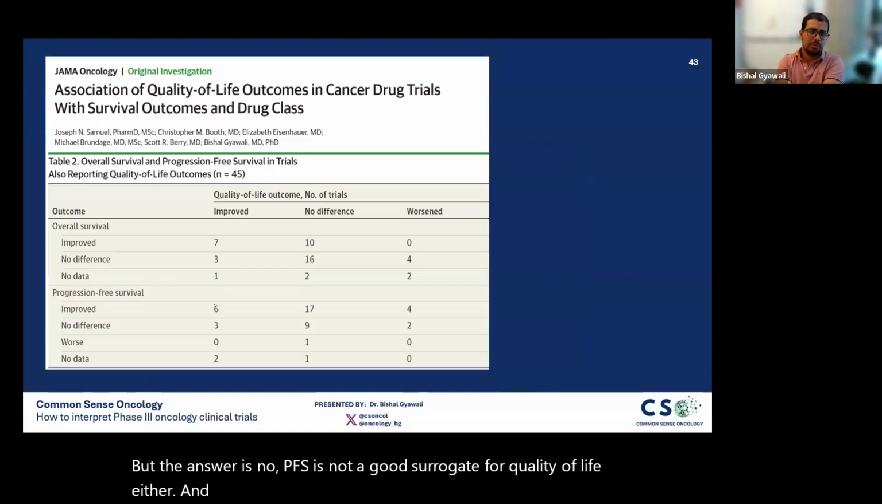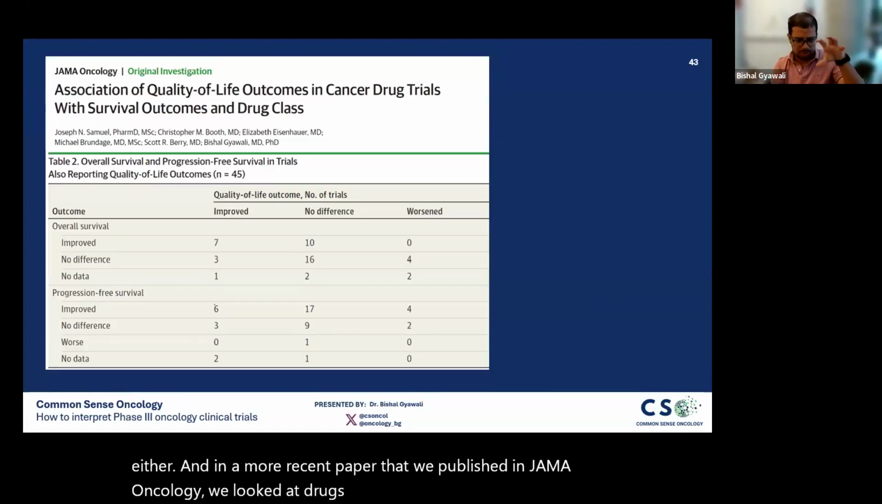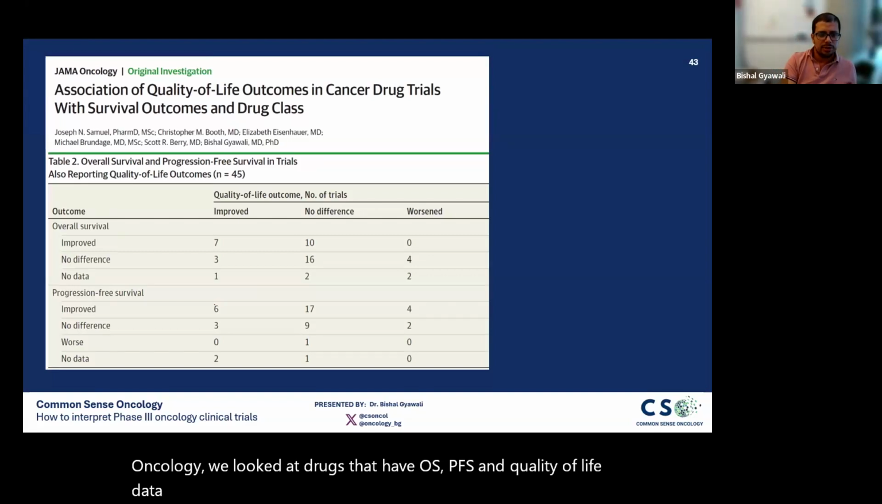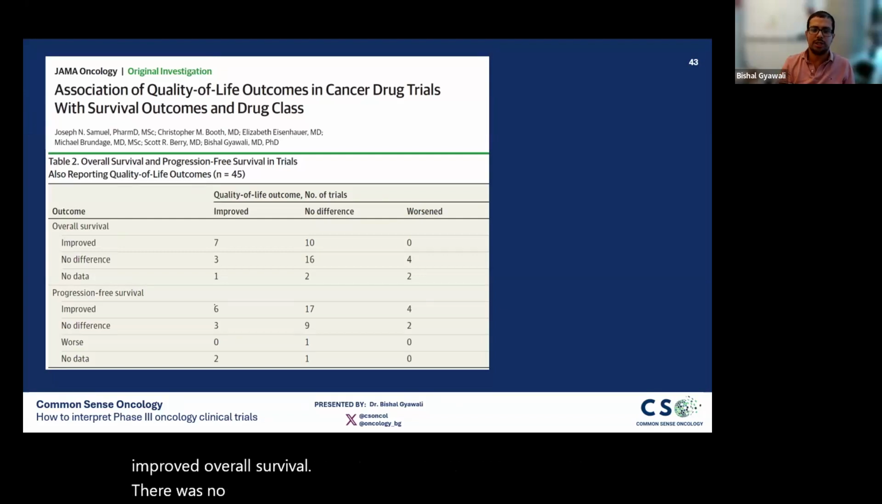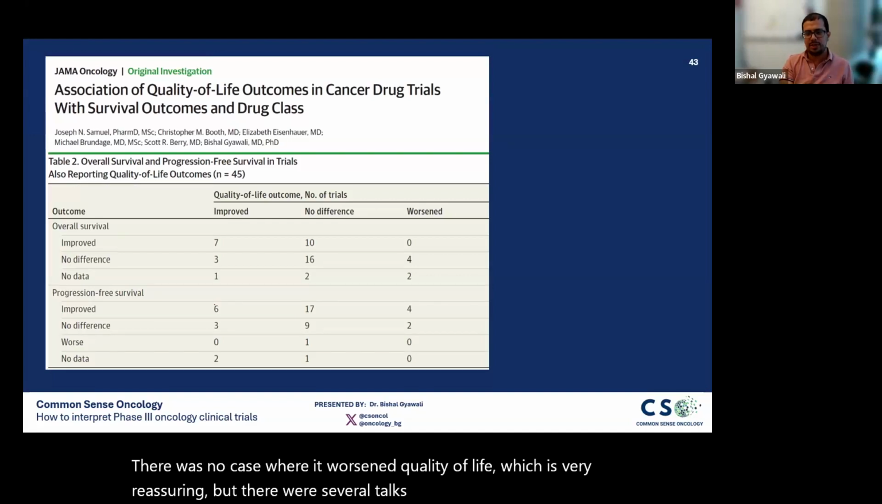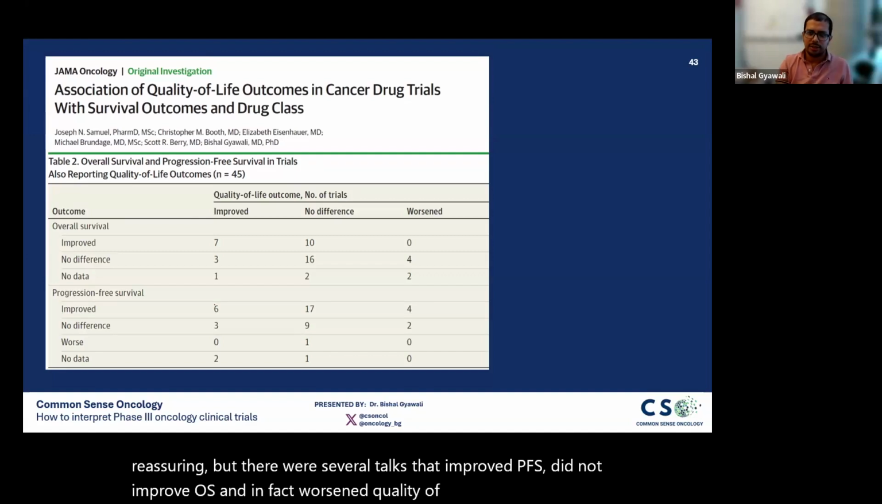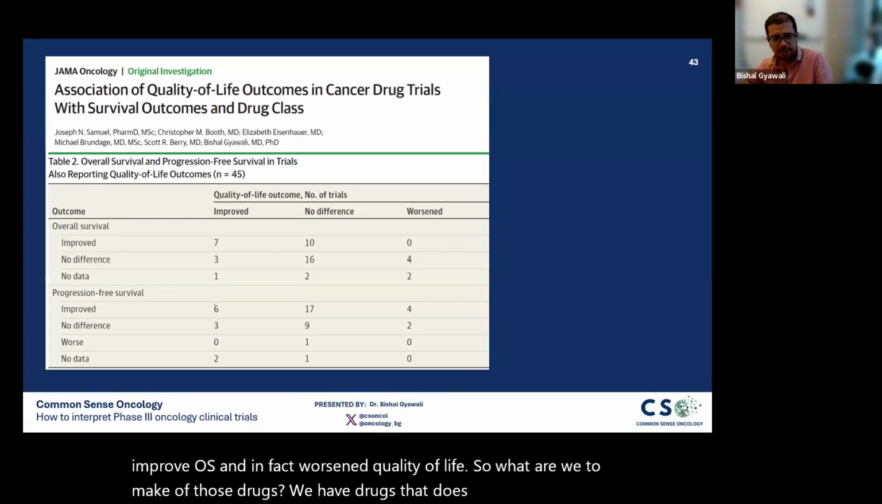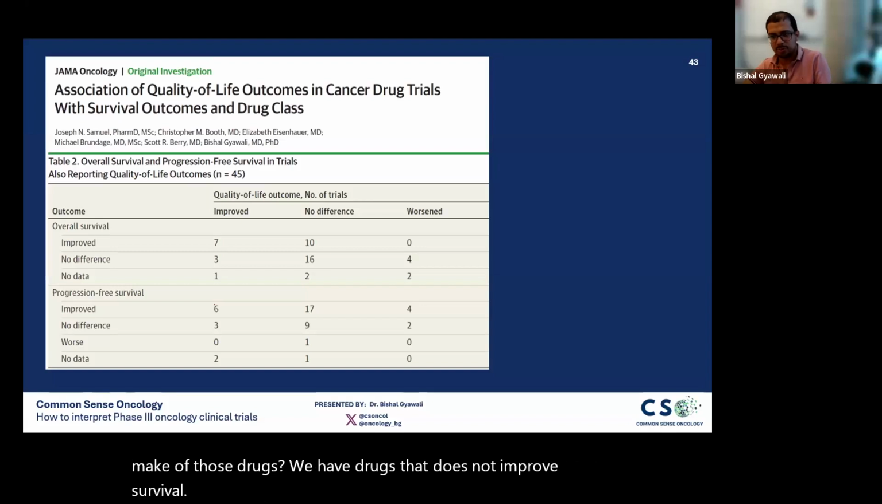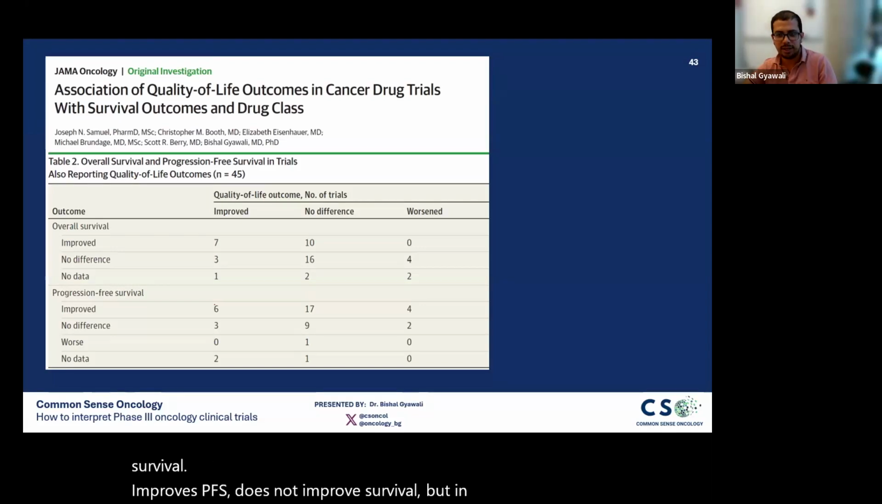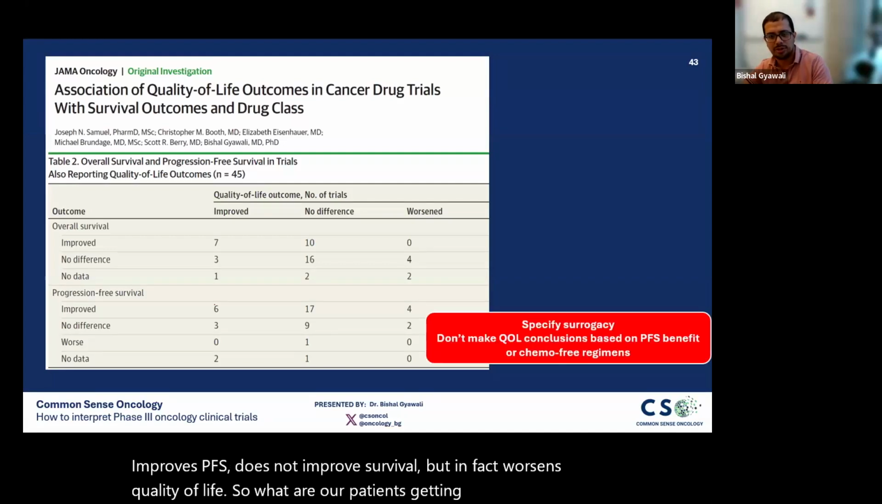And in a more recent paper that we published in JAMA Oncology, we looked at drugs that have OS, PFS, and quality of life data. And as you can see, we found that for those drugs that improved overall survival, there was no case where it worsened quality of life, which is very reassuring. But there were several drugs that improved PFS, did not improve OS, and in fact worsened quality of life. So what are we to make of those drugs? We have drugs that improve PFS, do not improve survival, but in fact worsen quality of life. So what are our patients getting from those drugs?